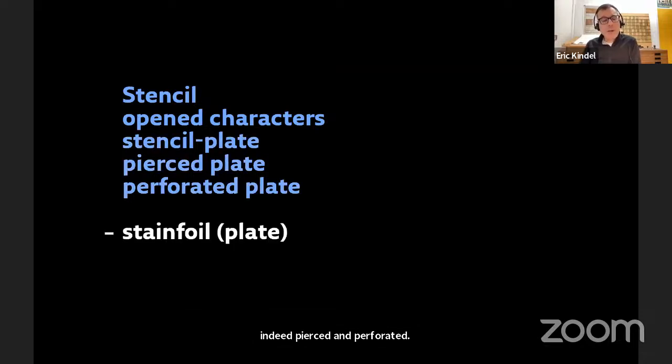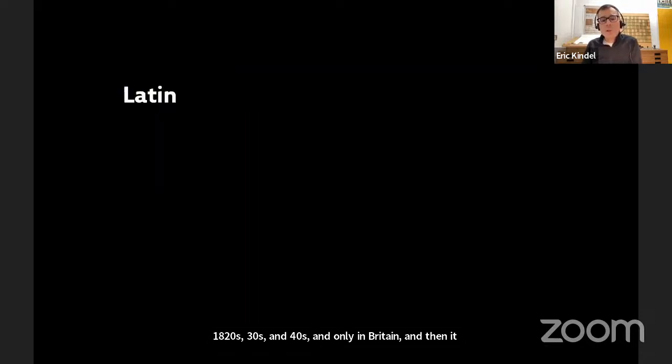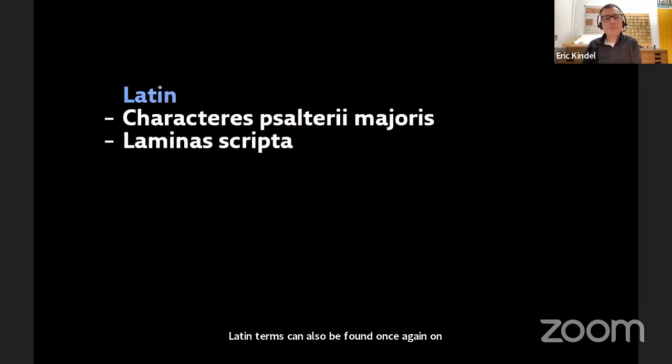And as I've already pointed out in the billhead earlier, there is an additional term, "stain foil," which is actually a concise and accurate alternative, and maybe a genuinely new word, since "stain" refers to the water-based pigment commonly used for stencil work. But this term was only used for a short time in the 1820s, '30s, and '40s, and only in Britain, and then it disappeared. Latin terms can also be found, once again, on similar lines in some instances.